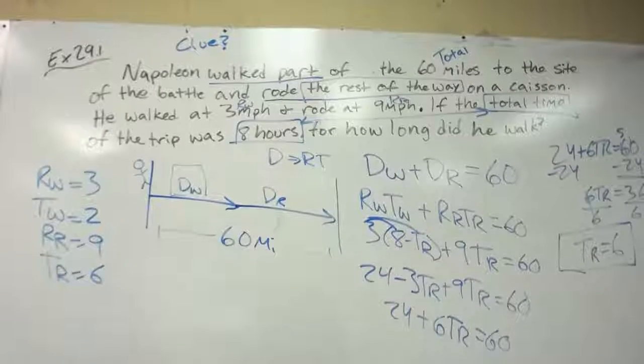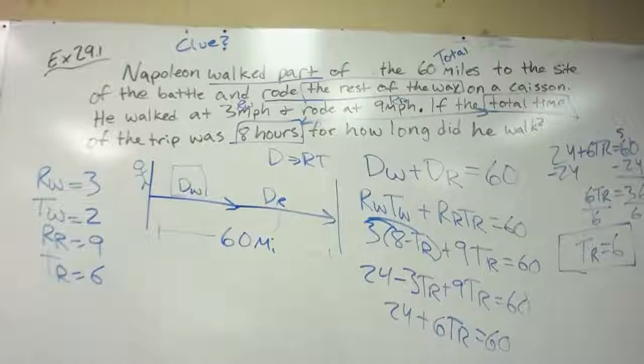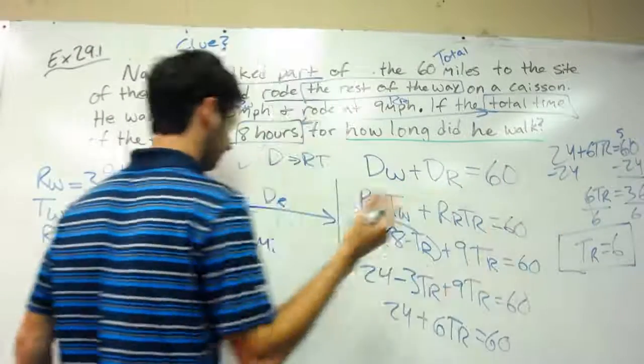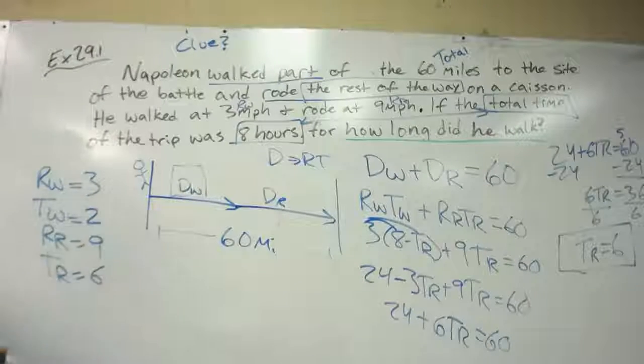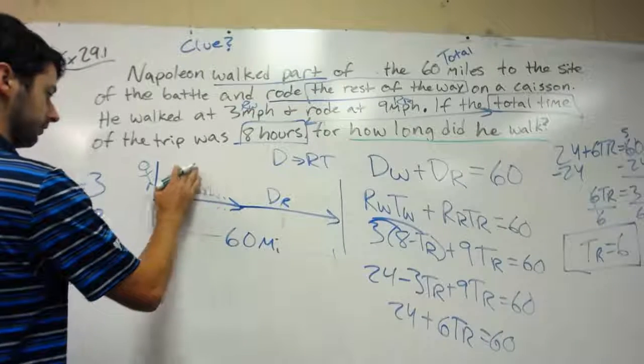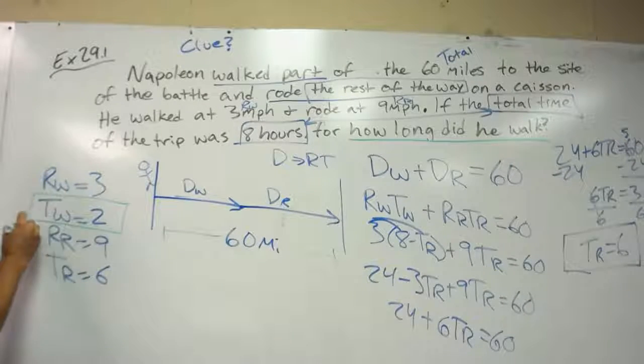Did we solve for what the question was asking now? That's what we've got to check. Did we solve for what it was asking? In the end, it says, for how long did he walk? Okay, how long did he walk? So actually, my bad earlier, I was thinking distance walked. It was actually simply looking for how long did he walk. So time walked is 2. So 2 would be your answer. 2 hours.